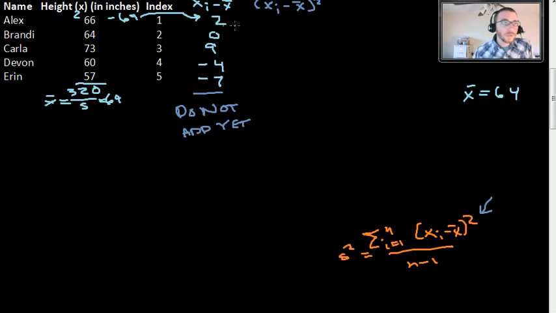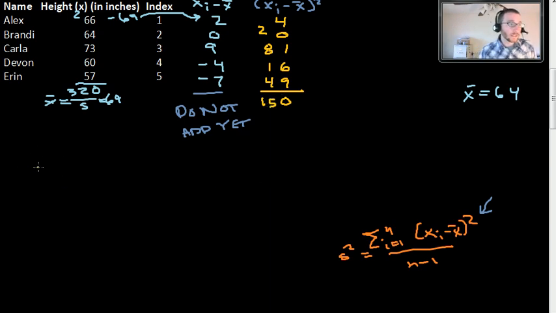Okay, so let's square these. 2 squared is 4. 0 squared is 0. 9 squared is 81. Negative 4 squared is positive 16, right? And negative 7 squared is 49. So let's add these up. 4 and 1 is 5, and 6 is 11, and 9 is 20. 0 carry the 2. 2 plus 8 is 10, plus 1 plus 4 is 15, so we have 150.